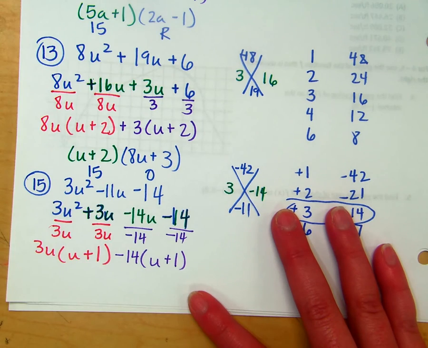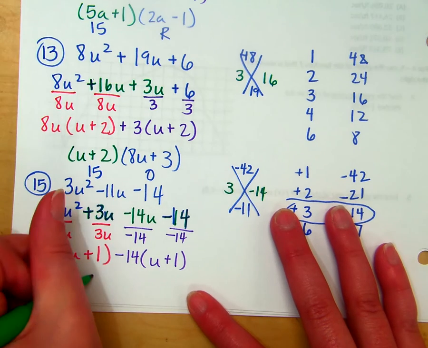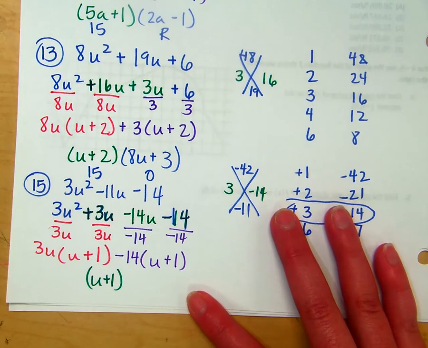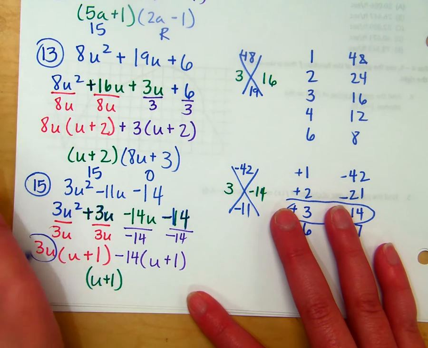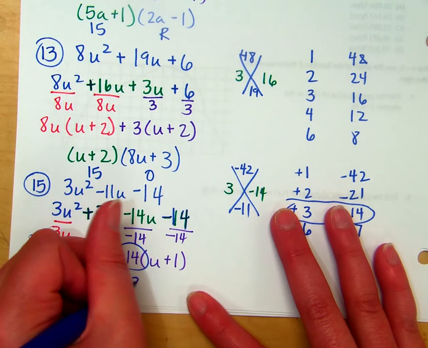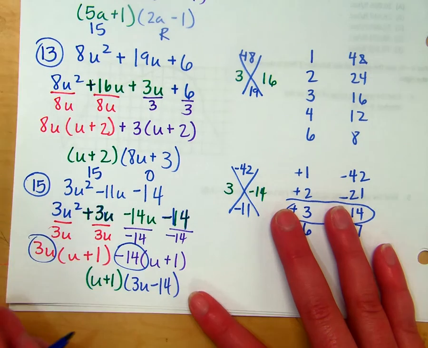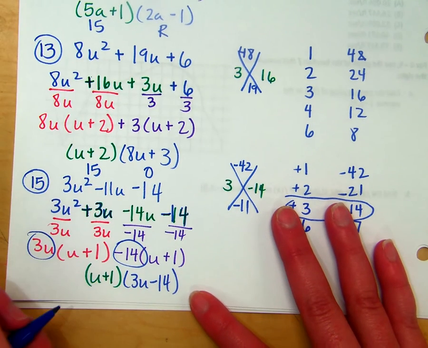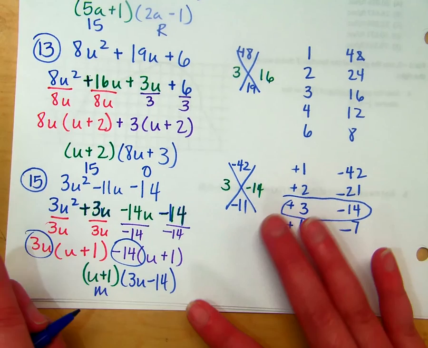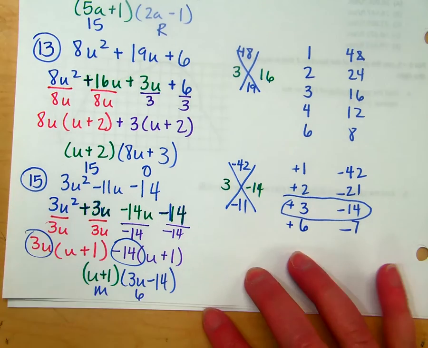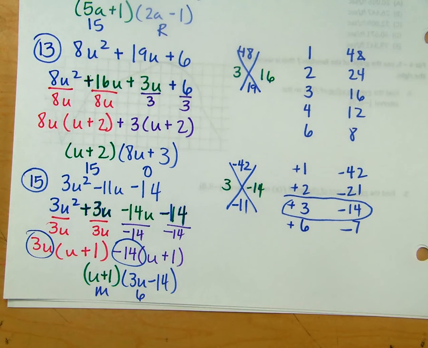So I have u plus 1 and 3u minus 14. So u plus 1 is m, and 3u minus 14 is 6. So that is factoring by splitting the middle term. Thanks for joining me today.